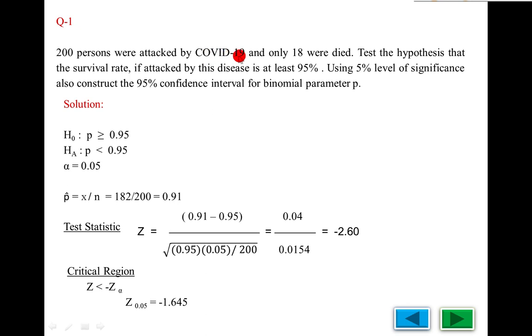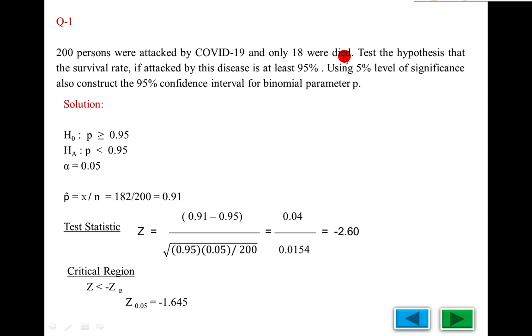200 were attacked by COVID-19 and only 18 died. The person may die or survive, improve or not improve. This indicates this is a binomial variable. Outcomes are 2: yes or no, true or false, success or failure, pass or fail.